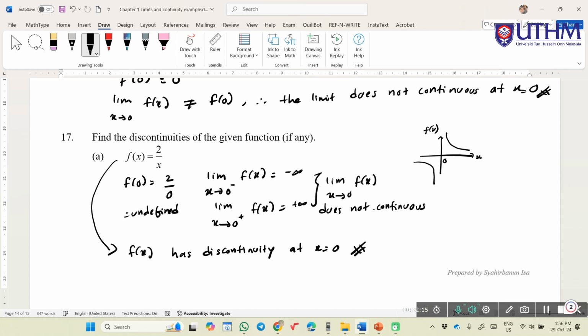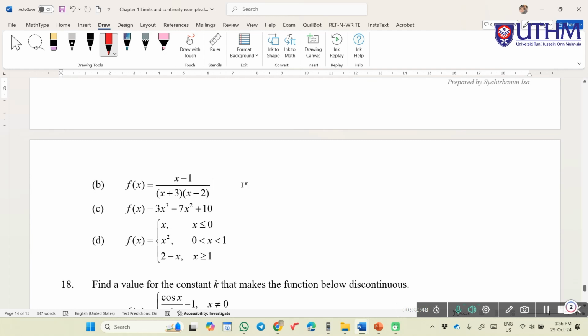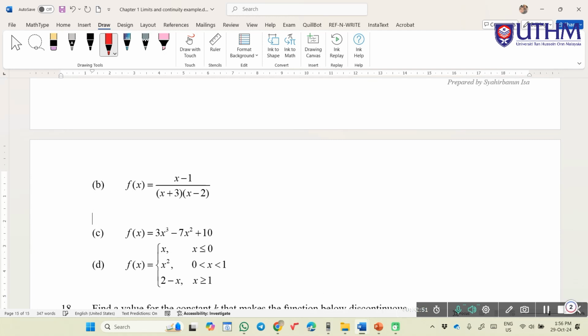So for x equals 0, why? Because of these two conditions. The first one is f(0) is undefined. The second one, if we check the limit, the limit does not exist. Because for the function to be continuous, the function must satisfy that the limit as x approaches a of f(x) exists and equals f(a), defined. Okay, so for example B, you can try.